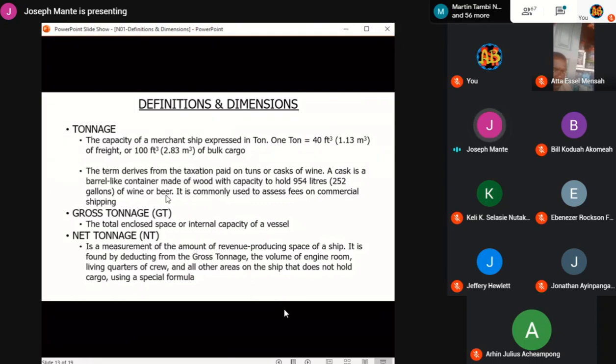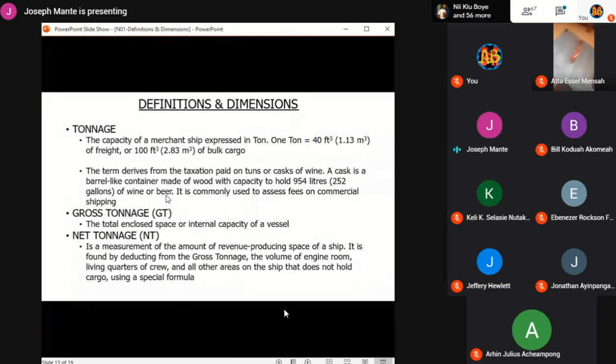So we are saying that tonnage is the capacity of a merchant ship expressed in tons. 1 ton is equal to 40 feet, that is 1.13 cubic meters of freight, or 100 feet, that is 2.83 cubic meters of bulk cargo. You did the different types of ships and classification of ships and all that. So when you talk of the capacity of a merchant ship, as I said, it actually expresses the volume which you can carry.